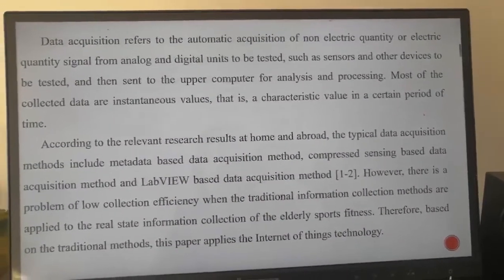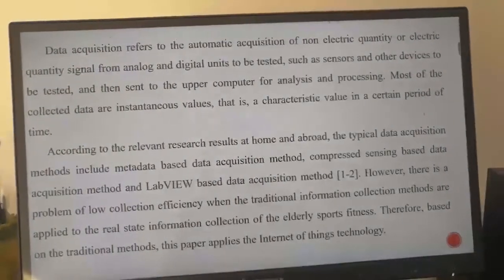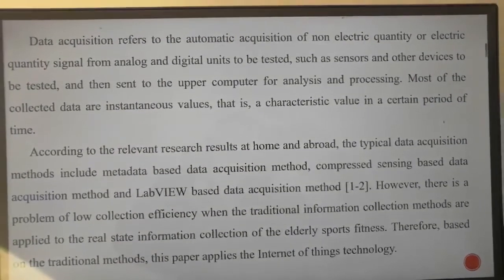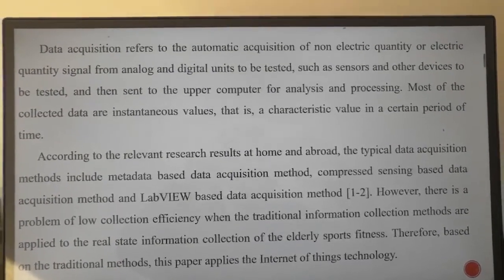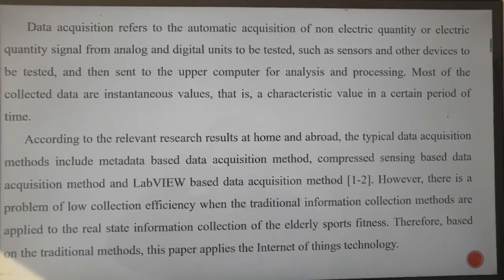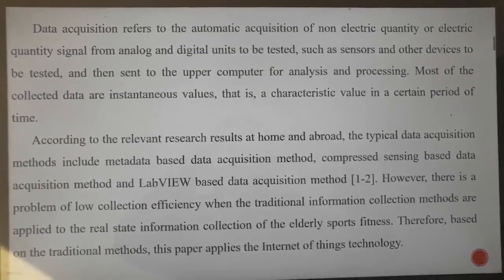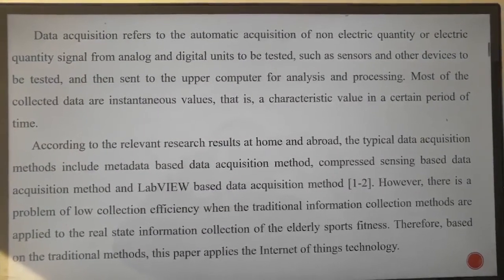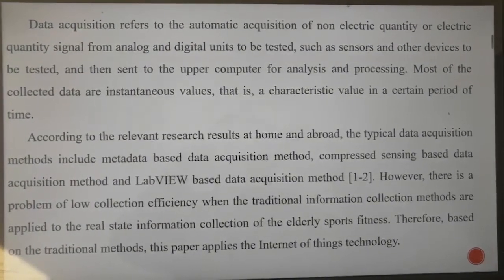Data acquisition refers to the automatic acquisition of non-electrical quantity or electrical quantity signals from analog and digital units to be tested, such as sensors and other devices to be tested, which are then sent to the upper computer for analysis and processing. Most of the collected data are instantaneous values, that is, a characteristic value in a certain period of time.